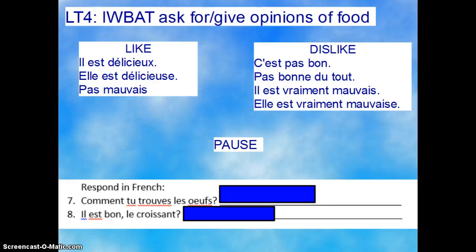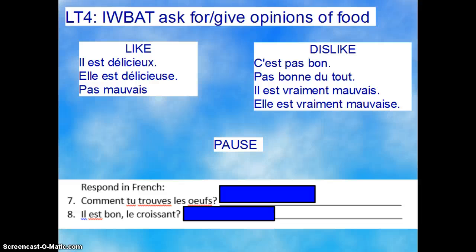On the dislike side, you've got the words c'est pas bon, it's not good, pas bon du tout, not good at all. Again, notice that this is the feminine form of good, so I must be talking about something that is feminine that's not good at all. Il est vraiment mauvais or elle est vraiment mauvaise, both saying the same thing, it's really bad. It's just the masculine form of it's really bad and the feminine form of it's really bad. So at this point, please take a moment and try the activities below.